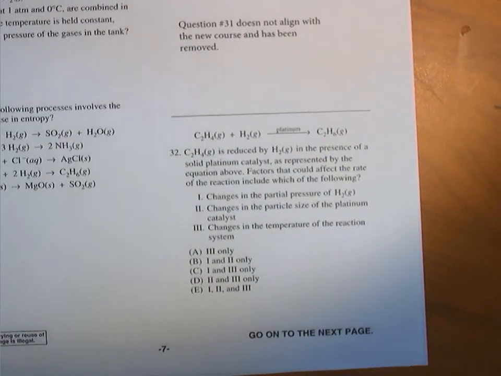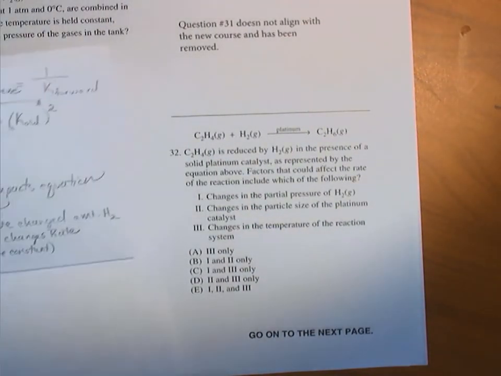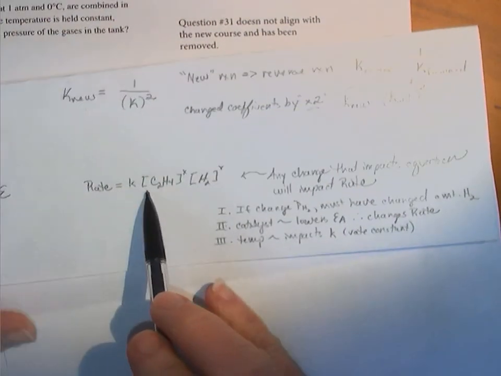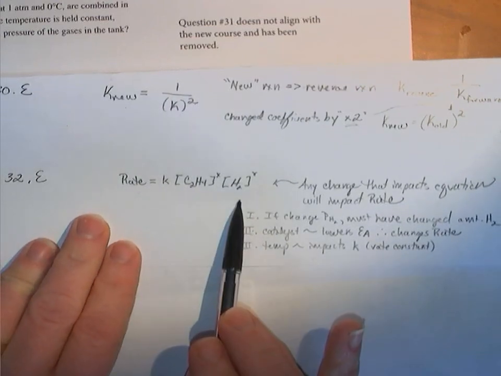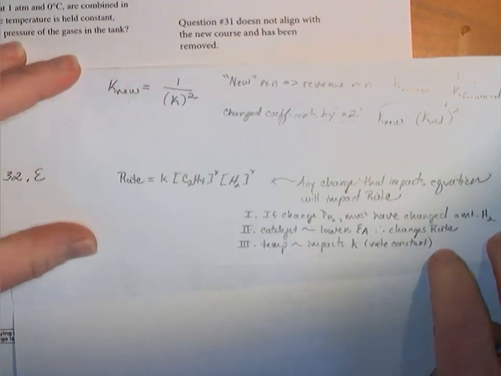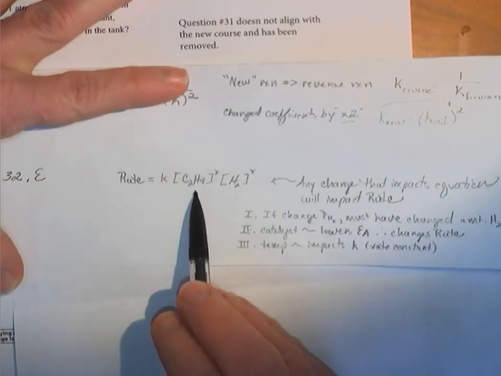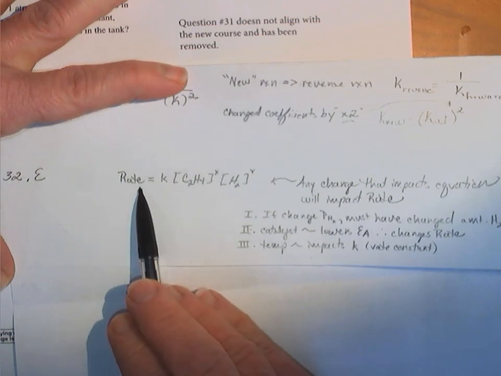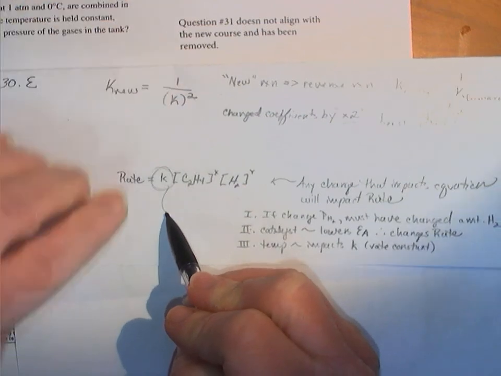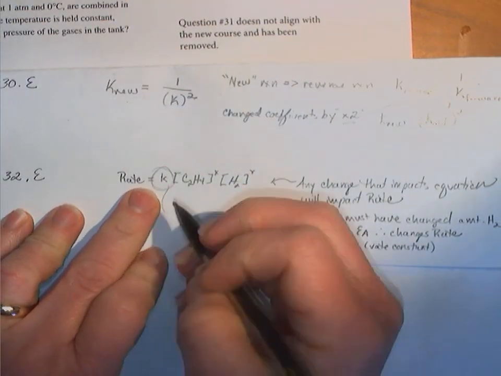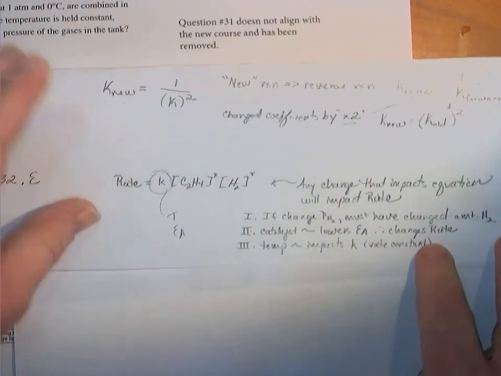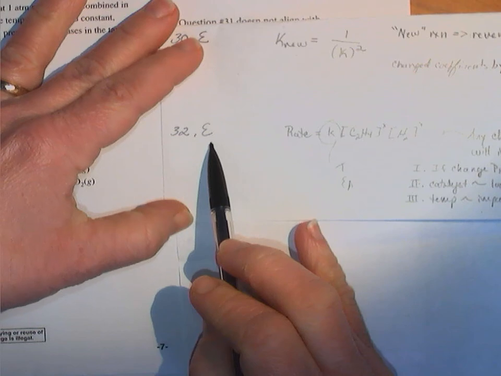Okay, 32. The rate of the reaction will be a result of this equation, right? Your reactants raised to some power, which is their order. So if we change anything here, the concentration of reactants, we're going to change rate. But we can't forget the factors that impact k. K is impacted by temperature and activation energy. So the choice for 32 is E.